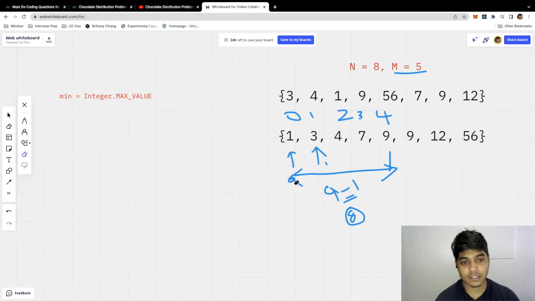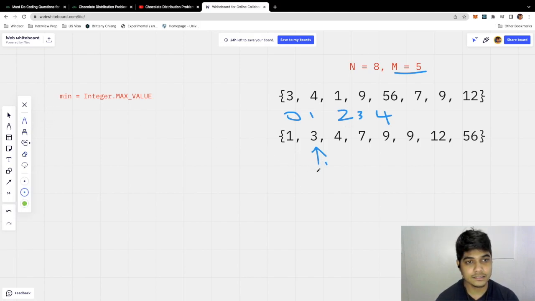Let me erase all this. We also erase this because we don't need that anymore. So I would come to here, and then we would take the next i plus m minus 1 element. i is 1 here, so i plus m is 6, and 6 minus 1 is 5. We would take the next subarray, and then subtract the minimum and the maximum here.